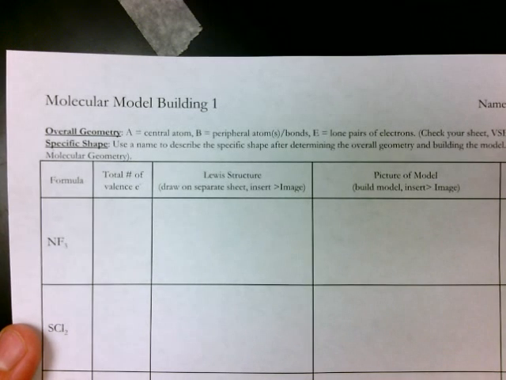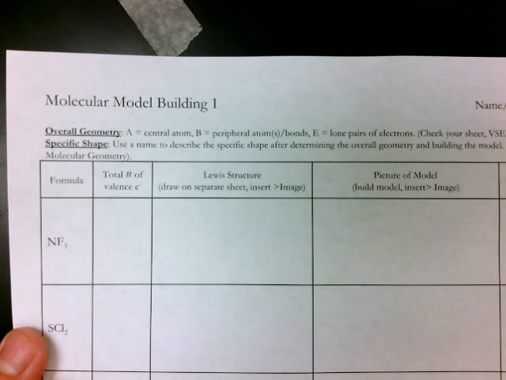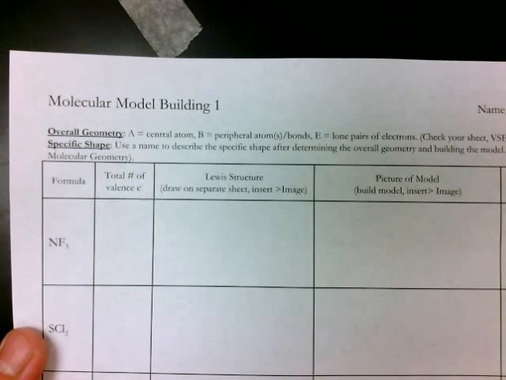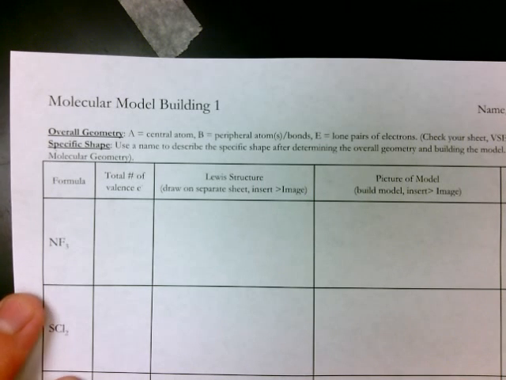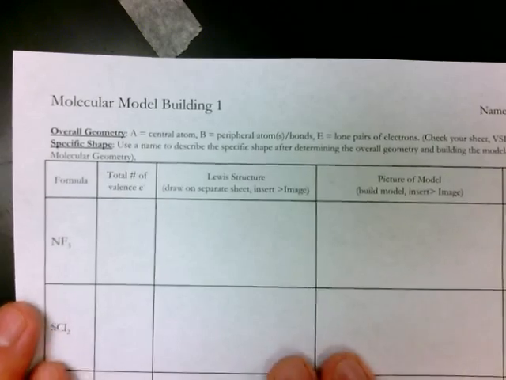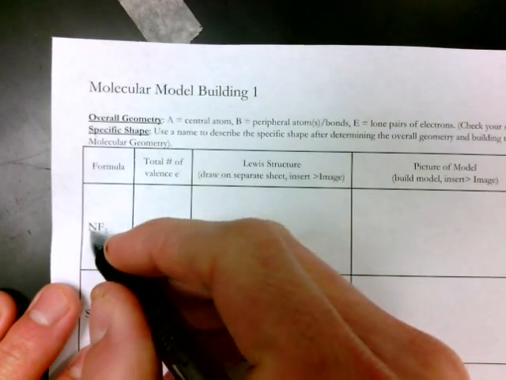This is an answer key for molecular model building. The bulk of this work is going to be determining the Lewis structure for each of these substances. To do a Lewis structure, we need to start by counting valence electrons in each of these items.